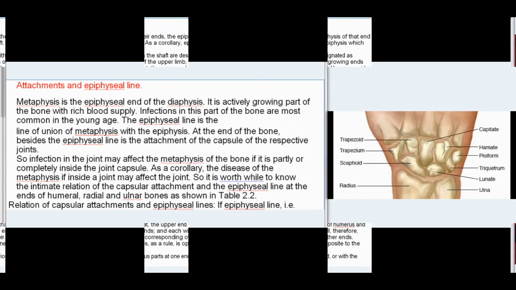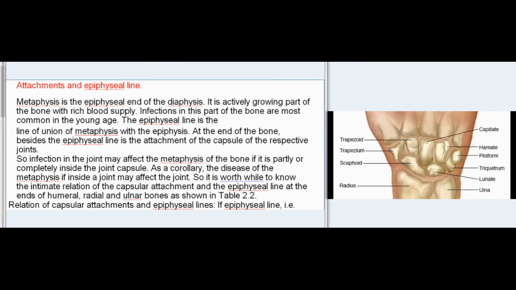Table 2.1. Attachments and epiphyseal line. Metaphysis is the epiphyseal end of the diaphysis. It is the actively growing part of the bone with a rich blood supply. Infections in this part of the bone are most common in young age. The epiphyseal line is the line of union of the metaphysis with the epiphysis.